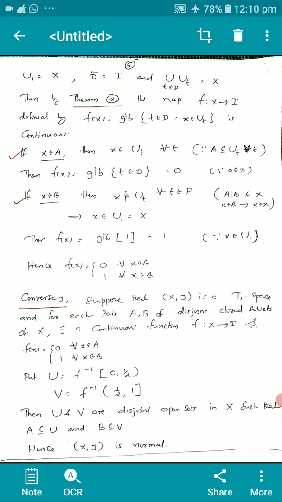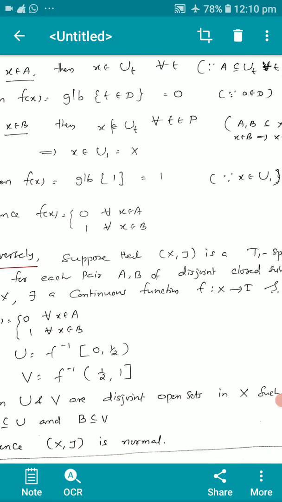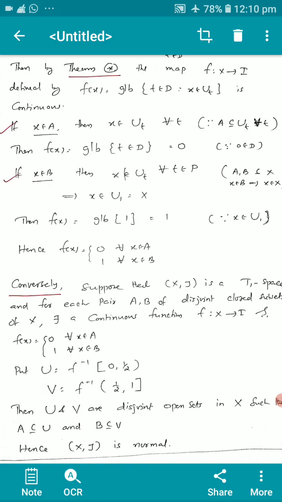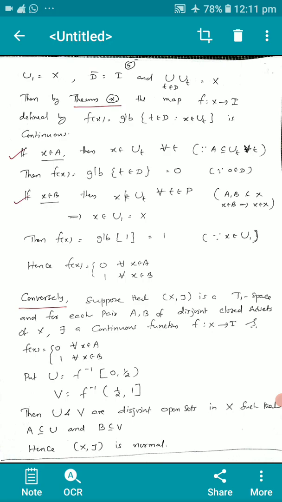We are taking the cases separately: what happens when x is in A, and what happens when x is in B. If x is in A, then x is in Ut for all t, because A is a subset of Ut for all t. Then what is f of x? GLB of t in D. What is that? 0, because 0 is in D. If x is in B, what happens? Then x is not an element of Ut for all t in P, because A and B are subsets of X. X in B implies x is in X. This implies x is in U1, which is equal to X. Then f of x equals GLB of {1}, it's 1, because x is an element of U1. So we get f of x equal to 0 for all x in A, equal to 1 for all x in B. That is the result we are getting.